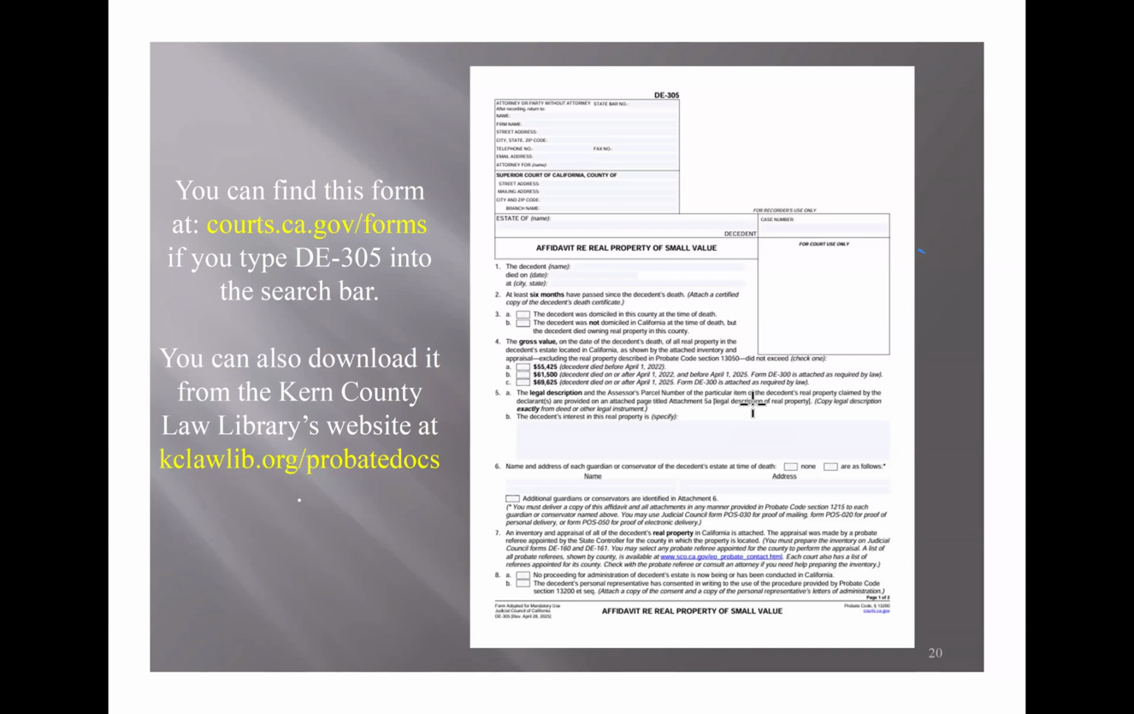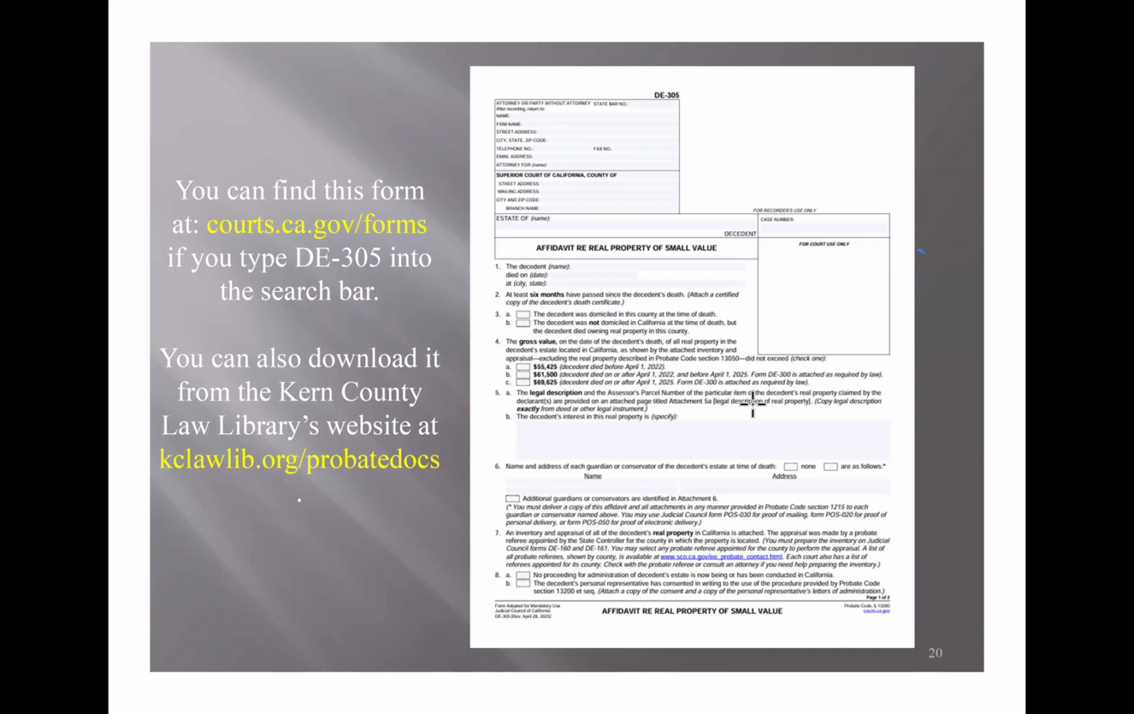Then in B, you state what the decedent's interest in the property is. If they were the only owner, it's 100%. If somebody else already still owns a half or some other percentage, then you put what their percentage was. Then in 6, you answer if there was a guardian or conservator at the time of the decedent's death. Then you put information about them and follow the directions. They have to get a copy of this.